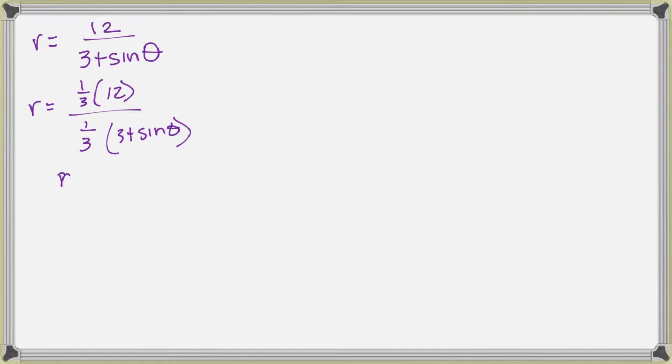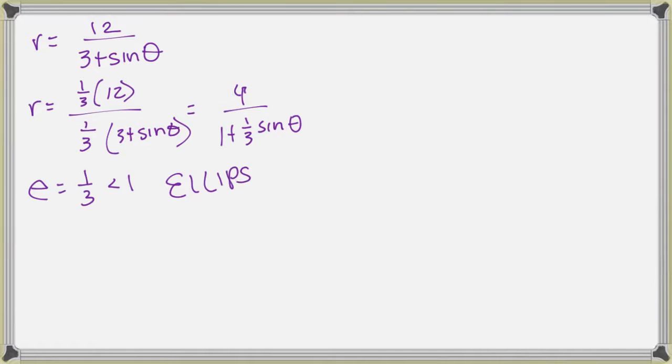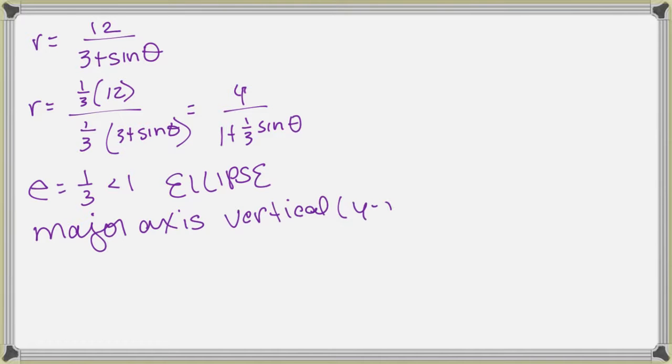And that's going to tell me that we have 4 over 1 plus 1/3 sine theta. Okay, so that tells me that E is a third. Because that's less than 1, we know that we're looking at an ellipse. We also know that the major axis is going to be on the vertical, in other words, the y-axis.